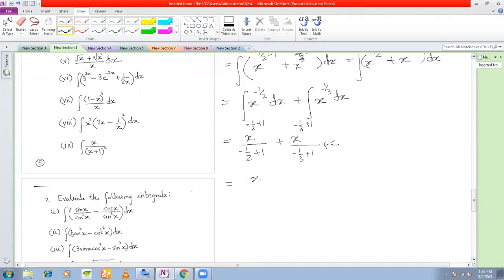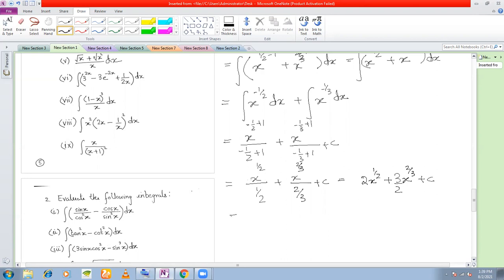Okay, so this is x to the power of 1 minus half is half, and 1 minus half here is half, plus x to the power of 1 minus 1/3. You take the LCM, you get simply 2/3. And here you get 2/3 plus c. So now you can write this as 2x to the power of half plus 3x to the power of 2/3, or 3 by 2 plus c.